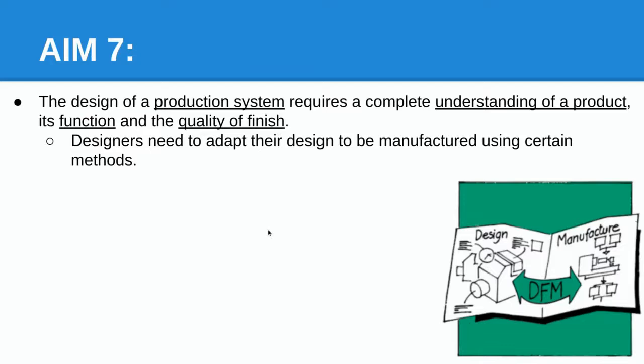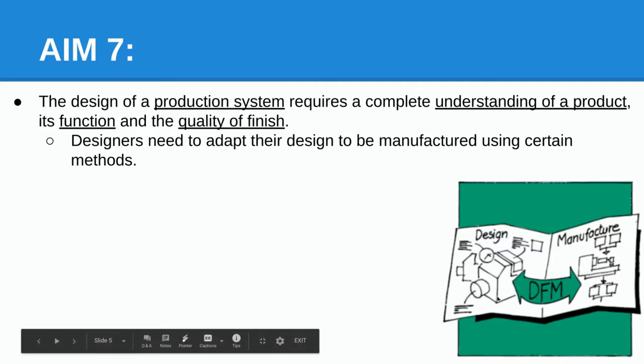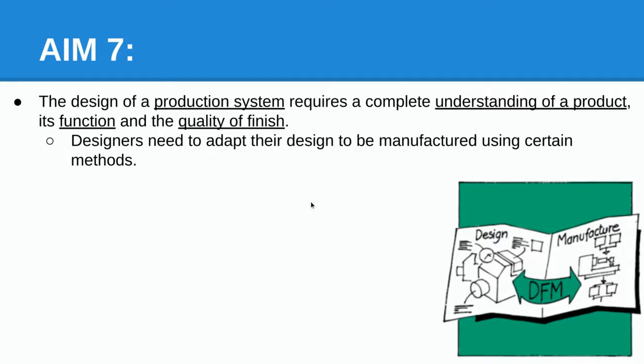Aim 7. The design of a production system requires a complete understanding of the product and its function and the quality of its finish. Designers need to adapt their design to be manufactured using certain methods. You don't get to decide everything. You might design a product, but then in order to get it manufactured, you may have to change things about your design to actually get it to conform with the possibilities for manufacture.